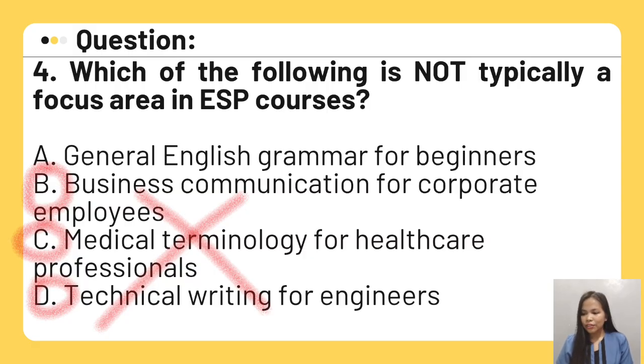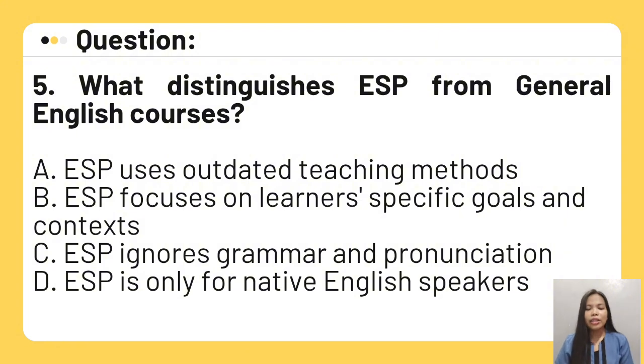Okay, so let's proceed to the fifth question. What distinguishes ESP from general English courses? Letter A. ESP uses outdated teaching methods. B. ESP focuses on learner-specific goals and contexts. C. ESP ignores grammar and pronunciation. And letter D. ESP is only for native English speakers.